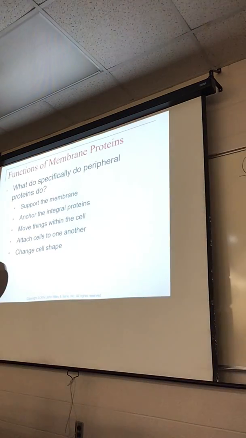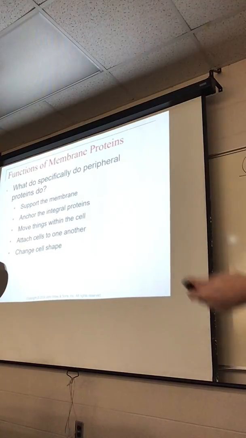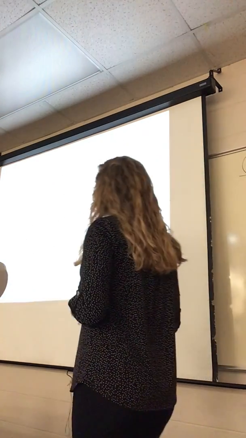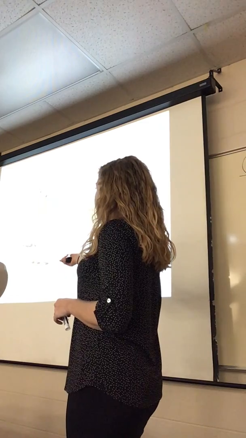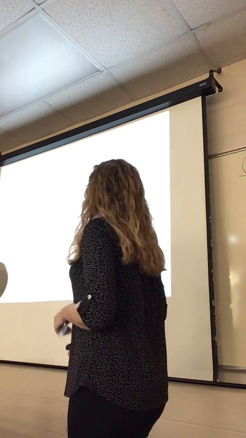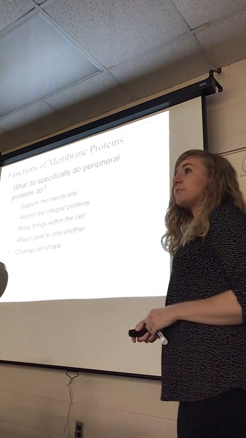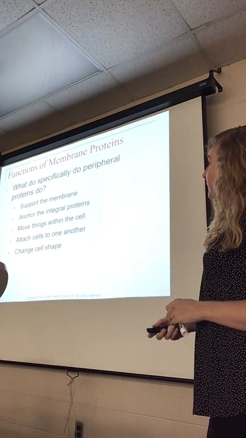So specifically peripheral proteins, because the 6 things I just mentioned were integral membrane proteins. Peripheral proteins that only sit on one side of the membrane do a variety of things. Some of the things that they do, they are going to structure and support the membrane, kind of like what you see here bound with these linkers. They anchor integral proteins in place on one side.